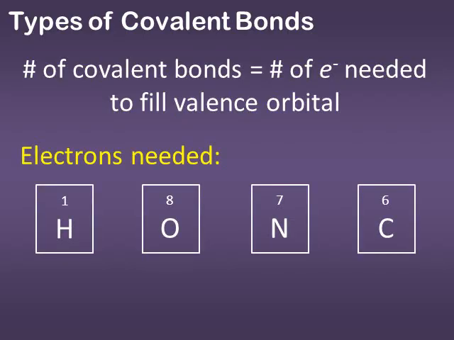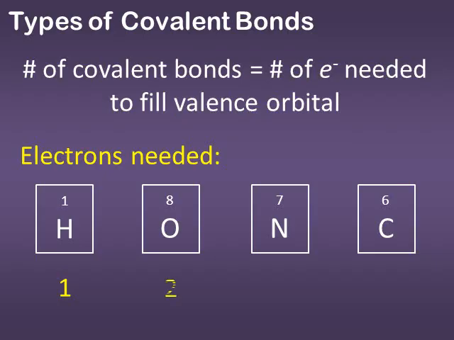Okay, so take a quick minute here to remind yourself of how many electrons each of these atoms need by drawing orbital diagrams and seeing how many fill their valence shell. Okay, so hydrogen has only one valence electron. It needs just one to have a stable outer orbital filled with 2.